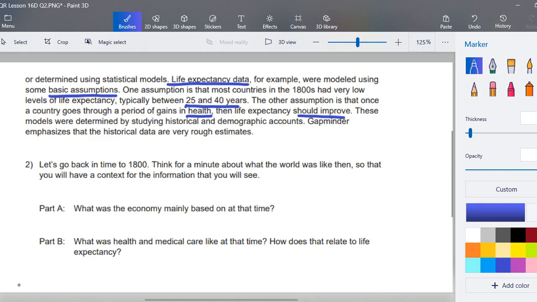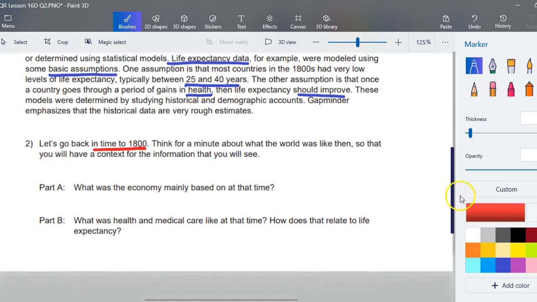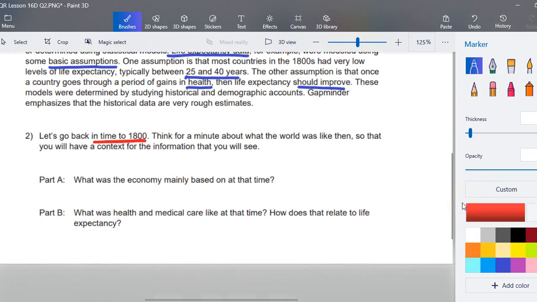So now you and I, we're going to go back in time to 1800. Think about, for a minute, what the world was like then so that you'll have a context for the information that we are about to see. What I need you all to do is to hit pause, go ahead and answer some thoughts on question 2, and then unhit pause and then come back and we'll talk through some of this together.